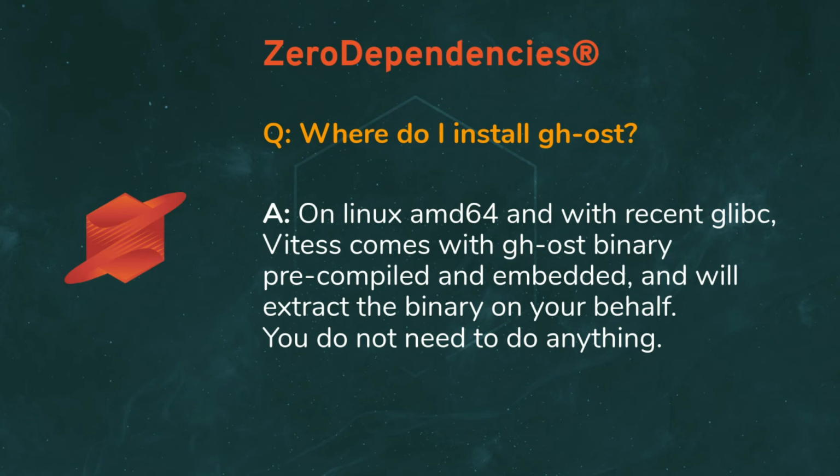Well, how about gh-ost itself, the binary? I mean, which version do you need? If you run on AMD64 with a recent glibc, you're in good shape, and you actually don't need to do anything because Vitess comes with gh-ost precompiled. gh-ost is actually precompiled and embedded within the vttablet binary. When vttablet starts, it self-extracts gh-ost and puts it on your file system. You actually don't need to do anything. It will just put gh-ost there, make it executable and run it.